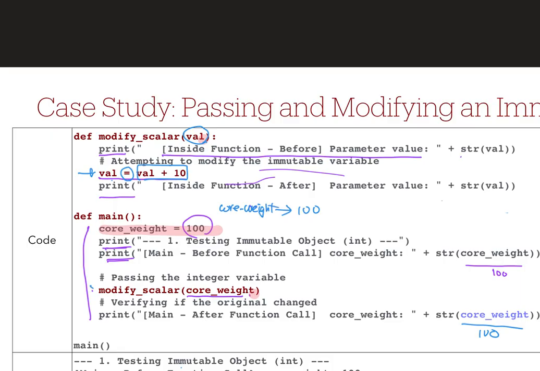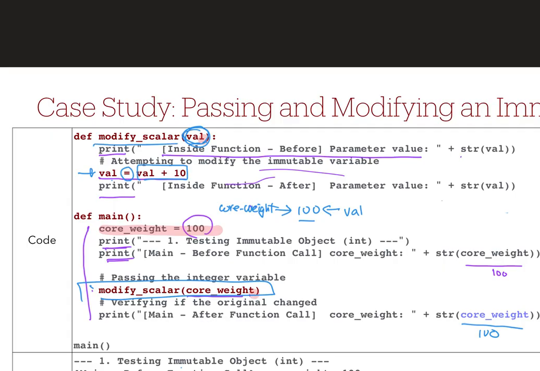When this function is called here, inside of the function, the variable named VAL is created, but that is not independent from core weight. This VAL will be linked to this value 100, so this value 100 is linked to two names, core weight from the outside and VAL inside. Okay? So that's what happened when you call the function.